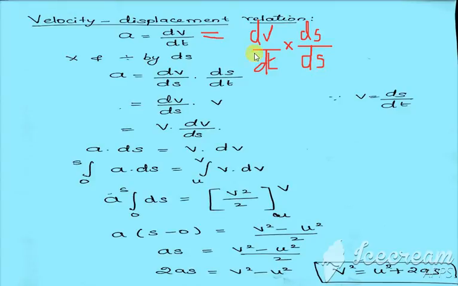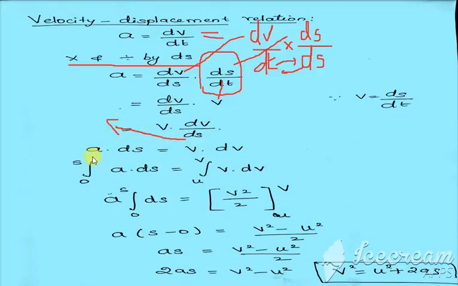So dv divided by dt into ds by ds, because I'm going to multiply and divide by ds. Now I'm going to bring this dt here and ds this side, so we get dv by ds into ds by dt. And already we know what ds by dt is. ds by dt can be written as v. So instead of ds by dt, I am writing v. So v into dv divided by ds. Now bring this ds to the other side.